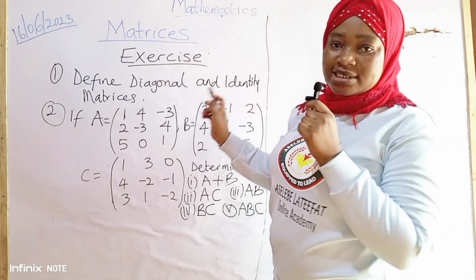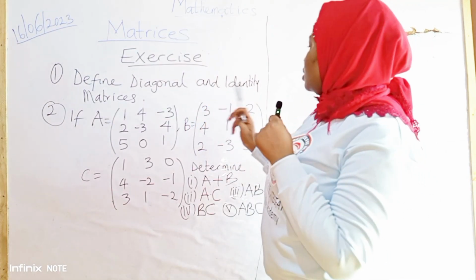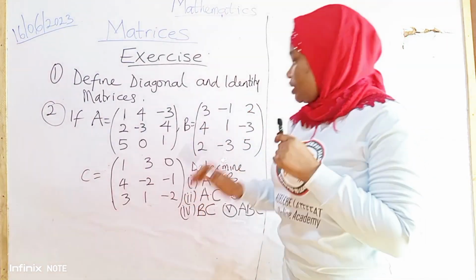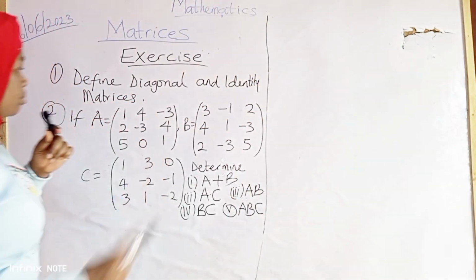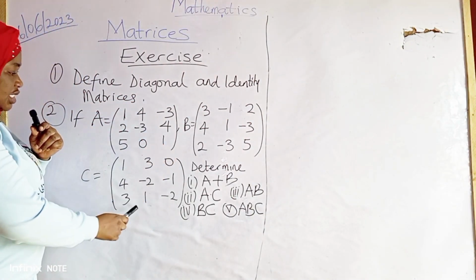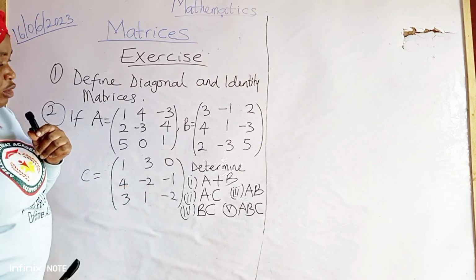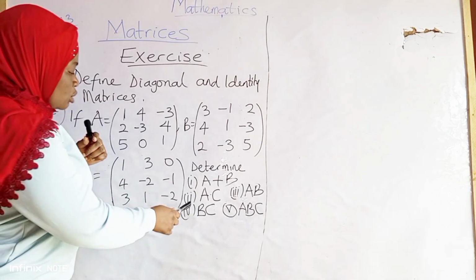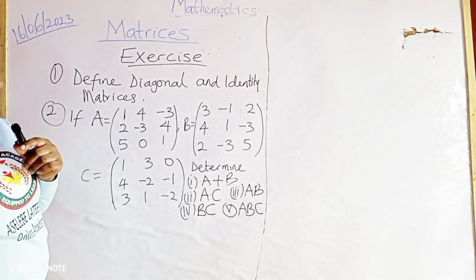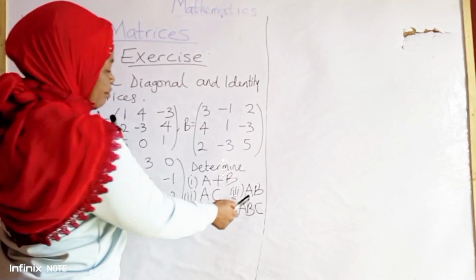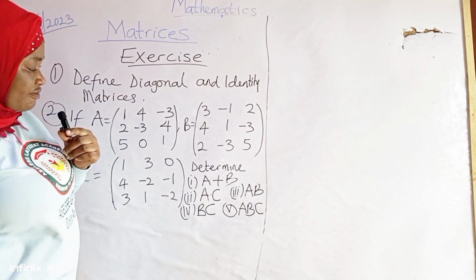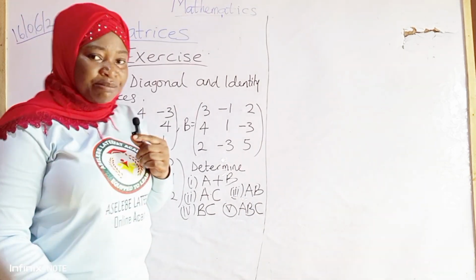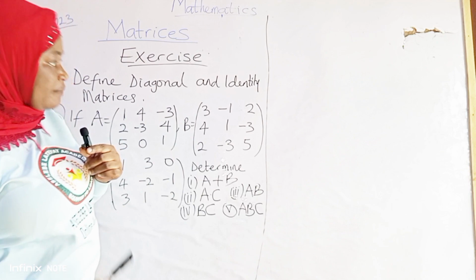Here is an exercise for you. Define diagonal and identity matrices. So if matrix A is this, matrix B is this, and matrix C is this. Determine number 1, A plus B. Number 2, A multiplied by C. Number 3, A multiplied by B. Number 4, B multiplied by C. Number 5, A multiplied by B multiplied by C.